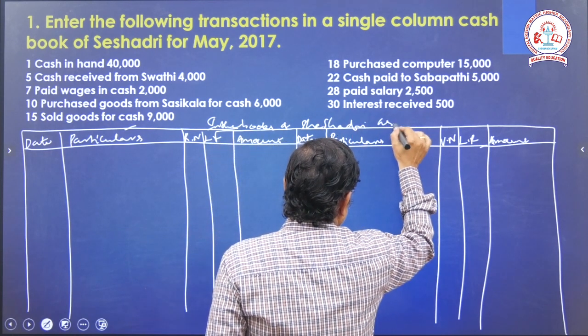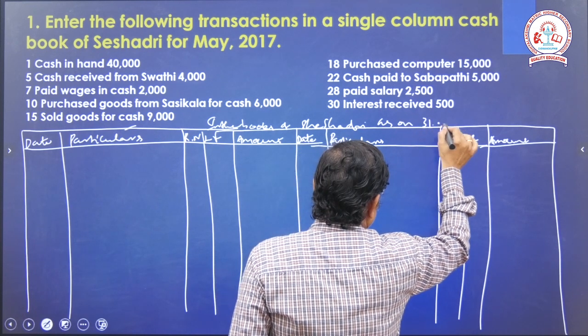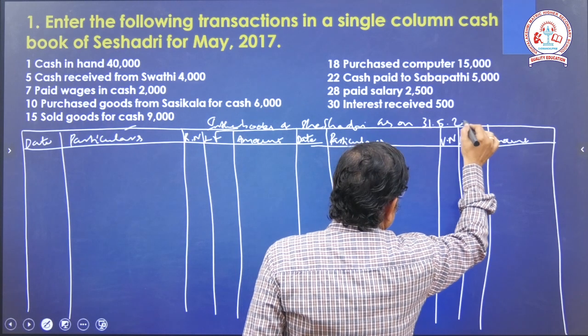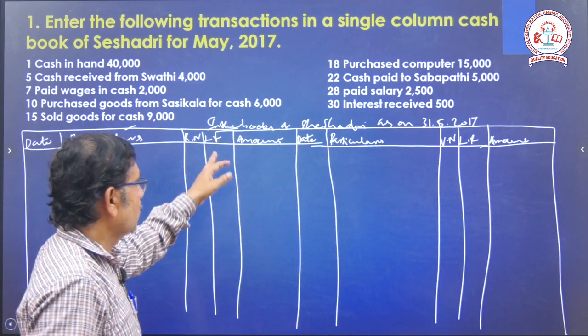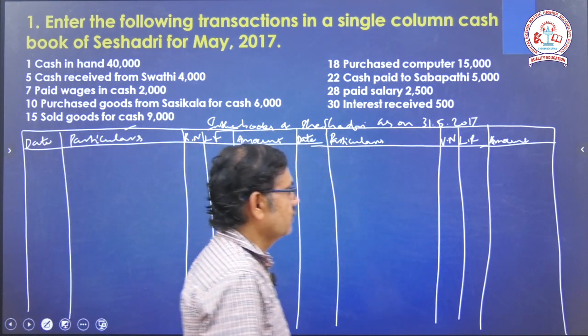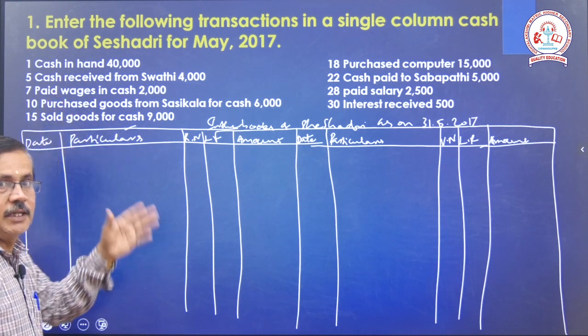Sheshadri, as on 31st May 2017. Now I can draw the line. In the books of Sheshadri as on 31/5/2017. Based on this format, now we enter the entries.